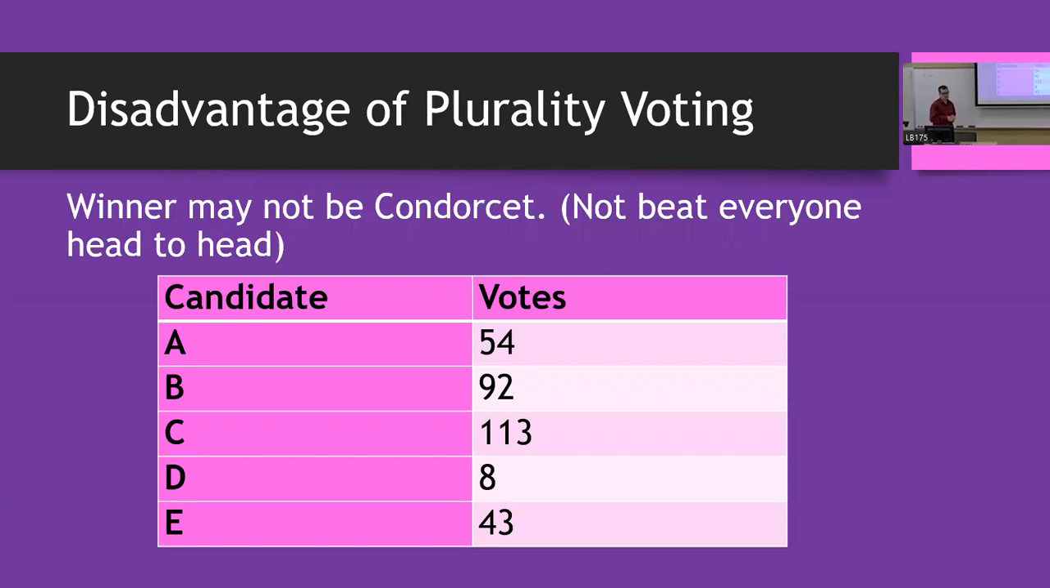Another disadvantage is that the winner might not be Condorcet. Now, Condorcet is just a fancy word for saying the winner might not beat everyone head to head. Maybe B would get a lot of votes if it was just a contest between B and C. Does that make sense? So if it was just a contest between B and C, B might win, but because A and B split their votes, B doesn't win. So the winner might not be Condorcet.